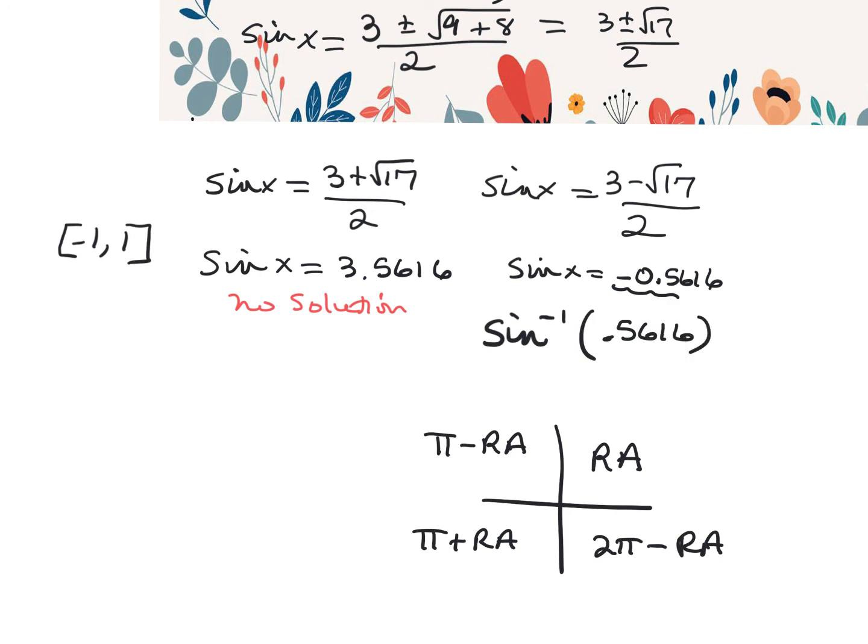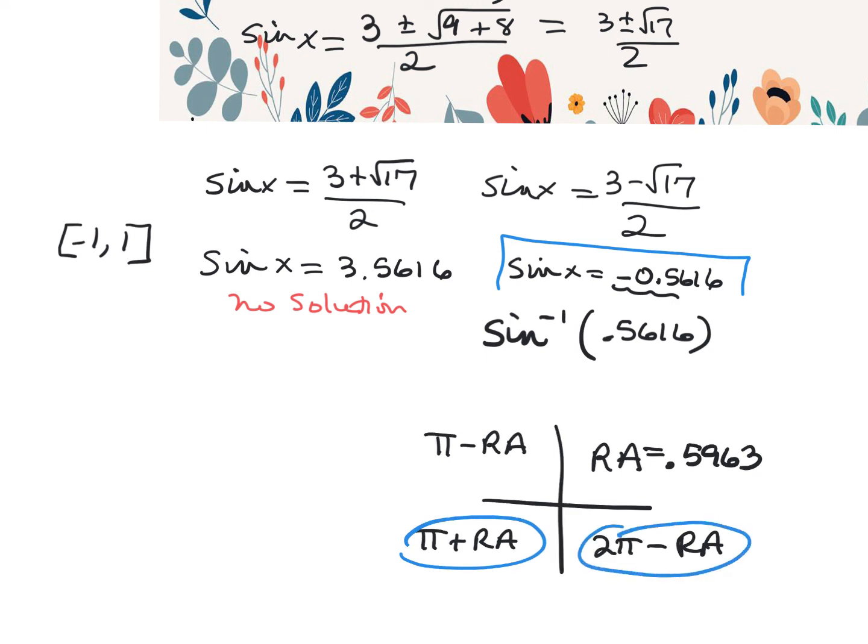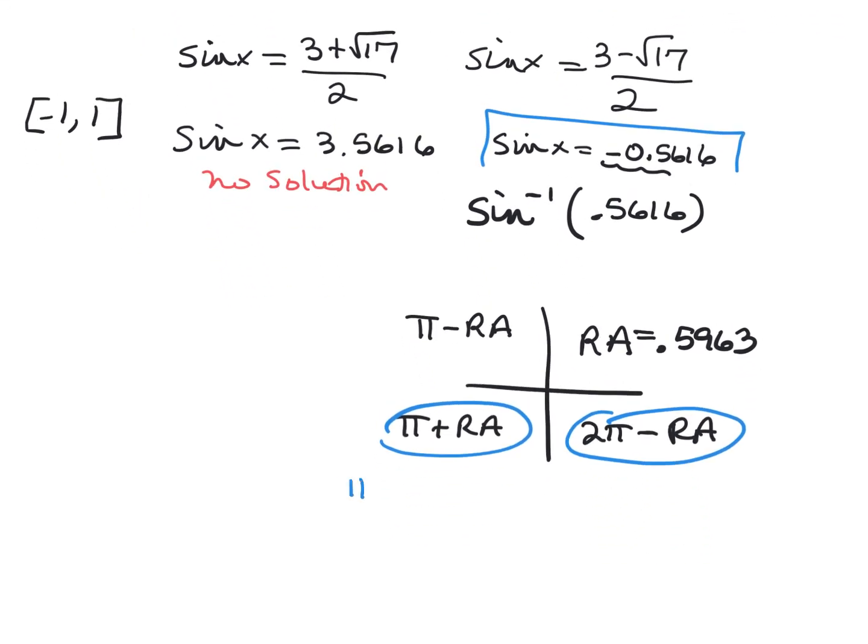This is going to give me 0.5963 is my reference angle. I'm looking for sine to be negative, because that's what I got here. Sine is negative in this quadrant and in this quadrant. So I'm going to now do pi plus 0.5963, and I get 3.7379. And make sure your calculator is in radians, not degrees when you do this.